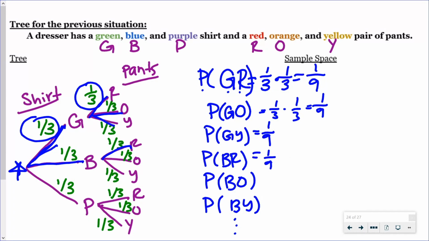I will know whether or not you listened to the video by whether you yourself wrote out the rest of them or not. So please make sure you write out the rest of the probabilities. You should have 9 total things in your sample space. Okay.